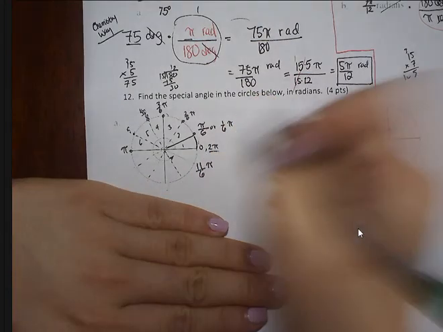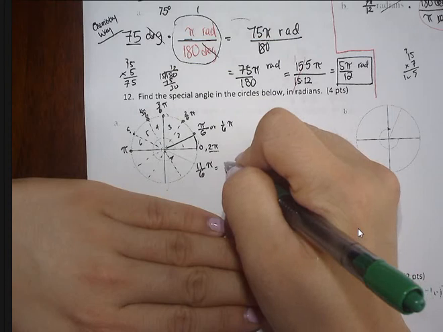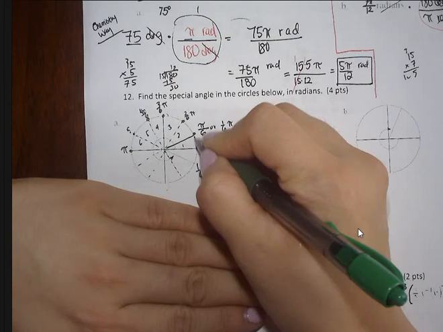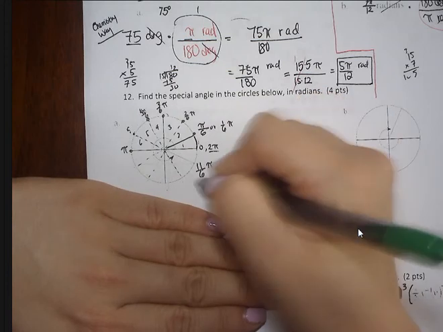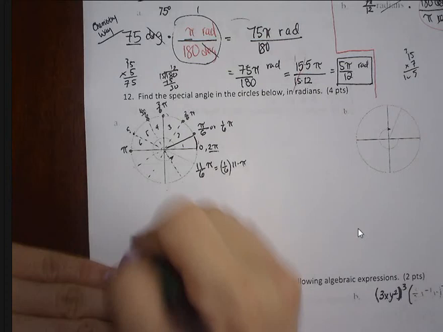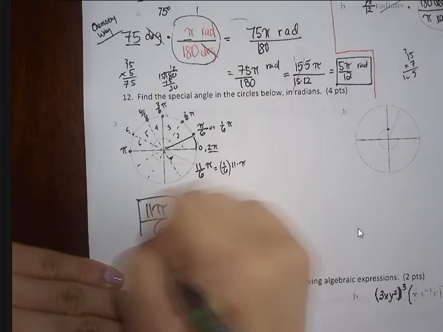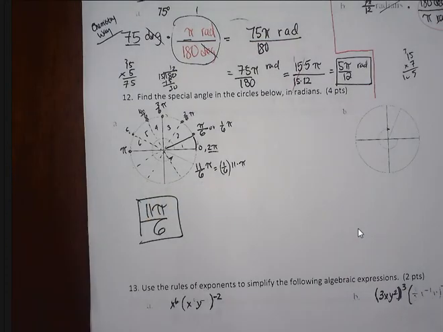That's my answer. You could have also thought, well, the full circle is 2 pi, but we're just shy. How shy are we? Just 1/6 of a pi less than 2 pi. Well, okay, so that's my answer.